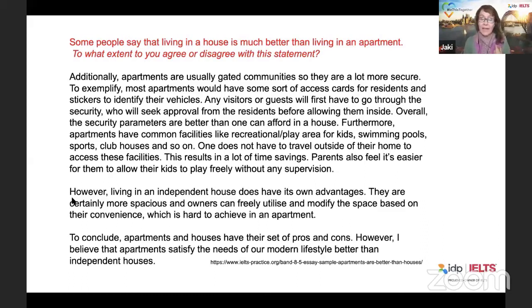And however, then considering the other side, living in an independent house does have its own advantages. It's more spacious, you can modify the space. To conclude, they have their own pros and cons, and they just restated their position: I believe apartments satisfy the needs. Okay. You do not have to consider the other side. If you just want to argue that you totally agree, it's okay. But I think it makes a stronger essay because you have at least one reason on the other side, because it shows you can argue both sides and you have more ideas.